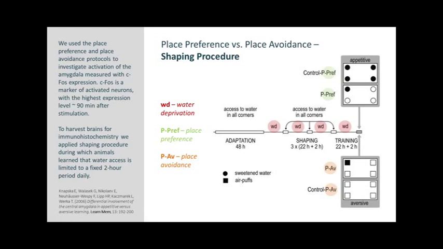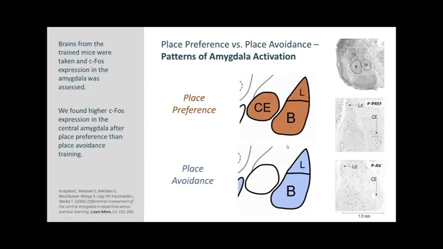After 2 hours of the training, we took the brains for immunohistochemistry. We carried out this experiment in 3 cages at the same time, so we collected 3 to 4 mice from 1 cage. So here are results of this experiment. We compared activation of CFOS in the amygdala and found different expression in the central part of the structure here. The expression was much higher in mice that learned place preference, compared to the place avoidance group.